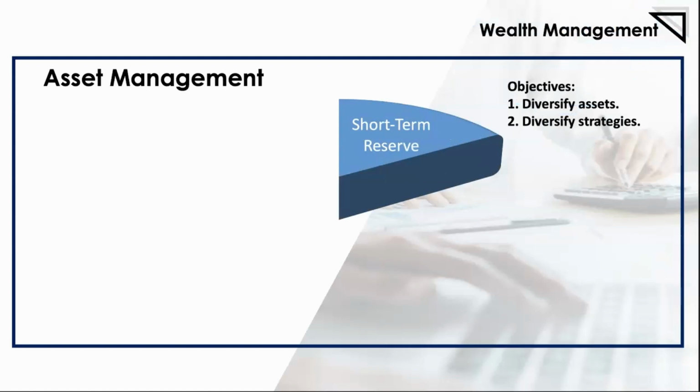So we have a short-term reserve, which essentially is called the emergency fund. The emergency fund is where we have at least 3 to 6 months of our savings put away in case of some type of emergency. And that's something that's supposed to be liquid and easily accessible, right?